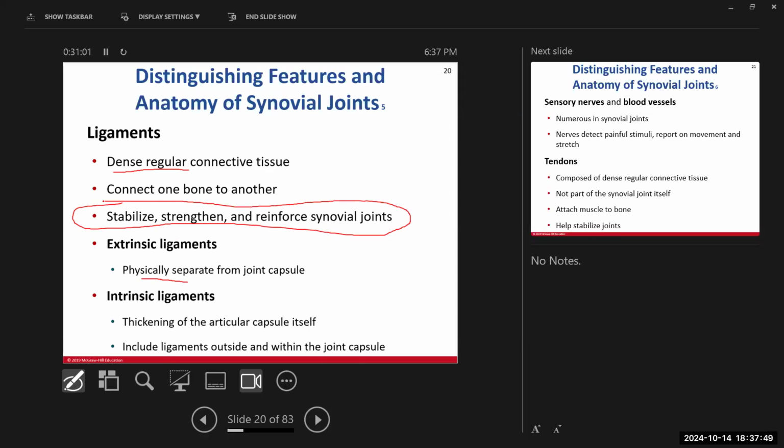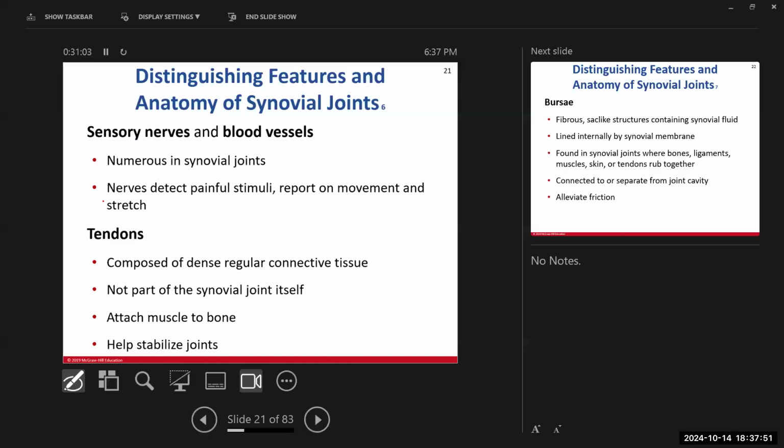All right, a couple other things that we'll see in our synovial joints: nerves and blood vessels, mainly sensory nerves. We'll talk about these later on. But the sensory nerves are going to do a couple things. One, obviously, is to detect painful stimuli, like if you're overstretching a joint, for example, or if you get hit, if that joint takes a hit, like in football or whatnot.